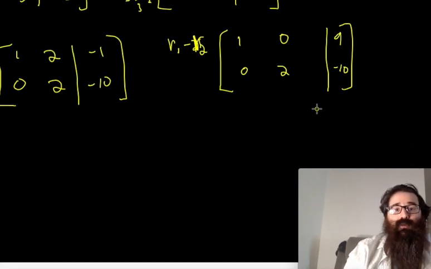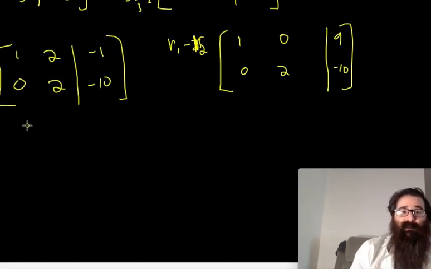Now what I can do, and I am actually almost done at this point, is scale row 2. So I can replace row 2 with a 1/2 row 2. So here I have 1, 0 augmented with 9. And then here for row 2, I'm going to get 0, 1 augmented with negative 5.